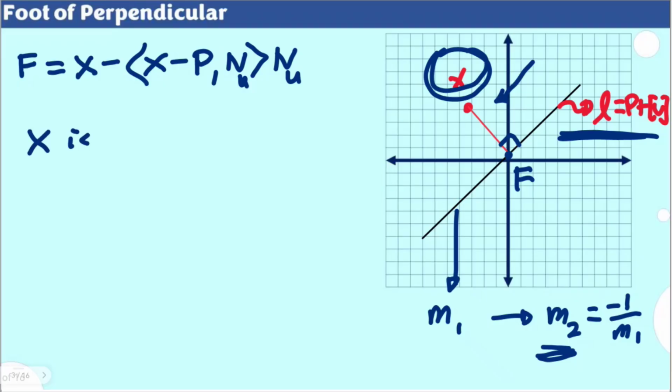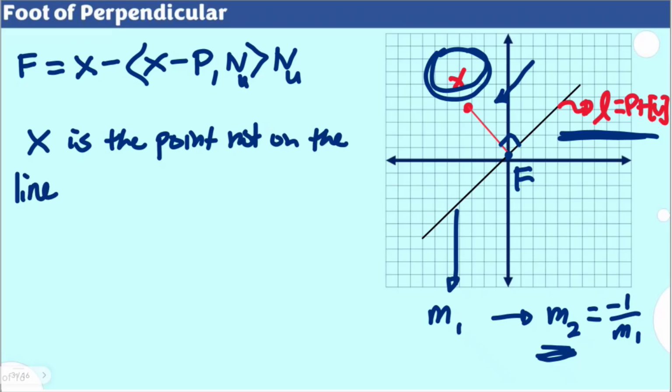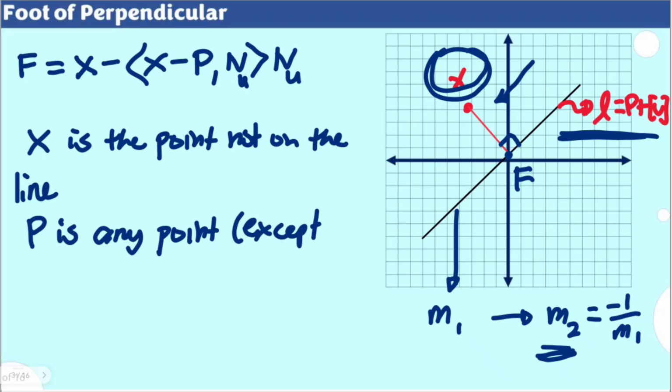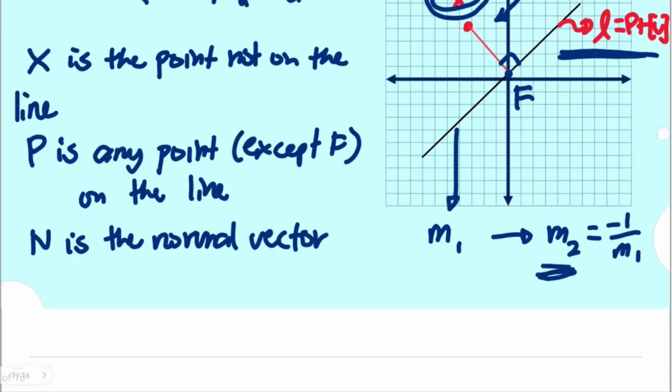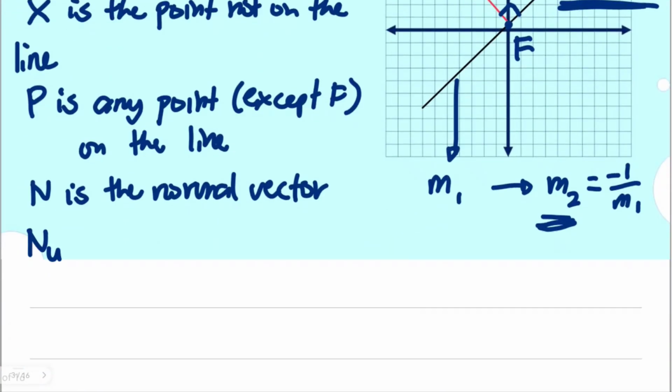X is the point not on the line. P is any point except the foot on the line. N is, of course, the normal vector, but we are using N sub U, the unit normal vector.